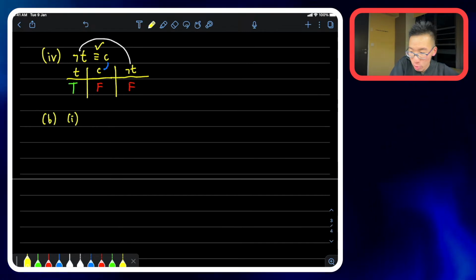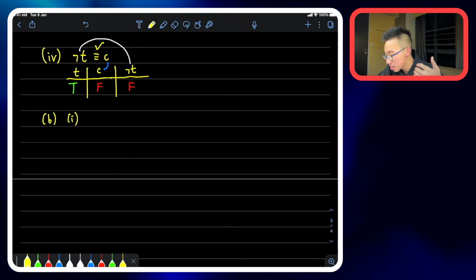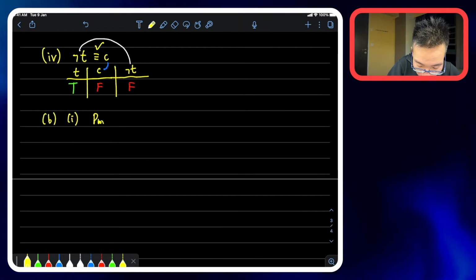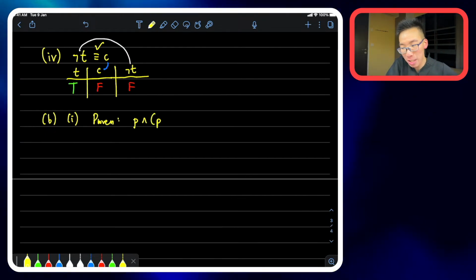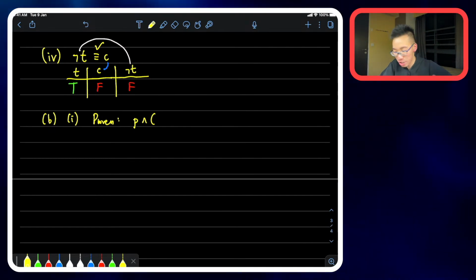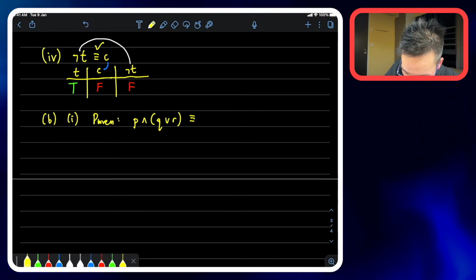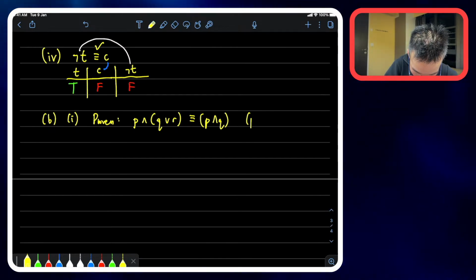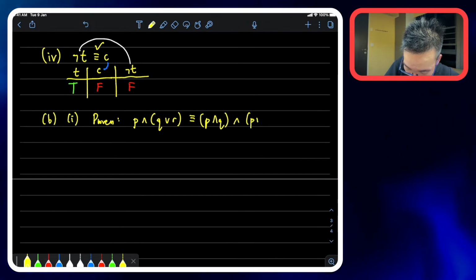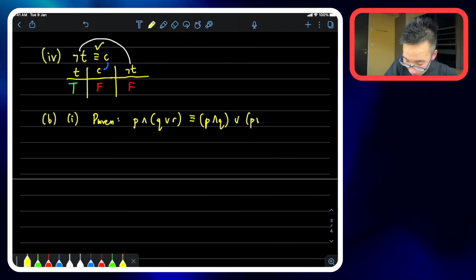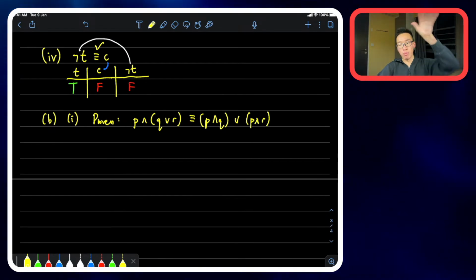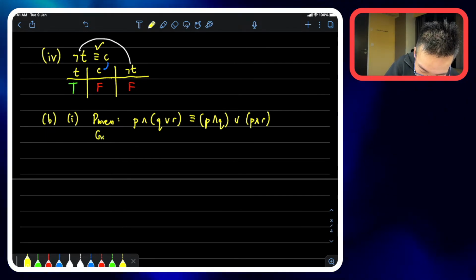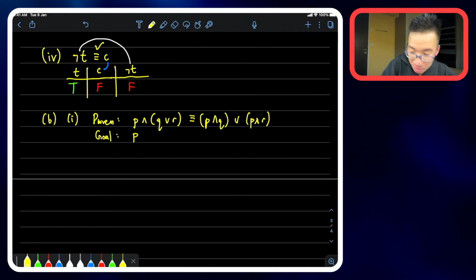Using the results in part A, we could actually try to derive some results in part B. So let's look at the first one. We've already proven that we could bring the conjunction into the disjunction. We've already proven this guy. I think this is a disjunction. There we go. We could sort of bring the conjunction in already. Our goal is to prove that we can do the same thing with the disjunction.